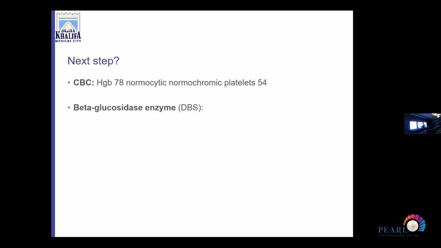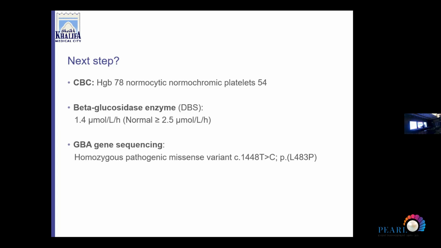When you measure the beta-glucosidase enzyme, the result comes back 1.4, which is way below the normal of above 2.5. So this child has a deficiency of beta-glucosidase enzyme. And then you proceed with your gene testing. You ask for GBA gene sequencing, and you find that this child has a homozygous pathogenic variant confirming the diagnosis of Gaucher disease.